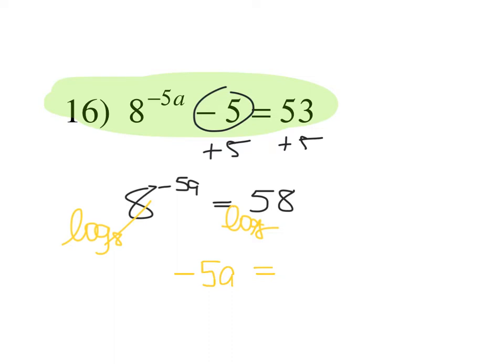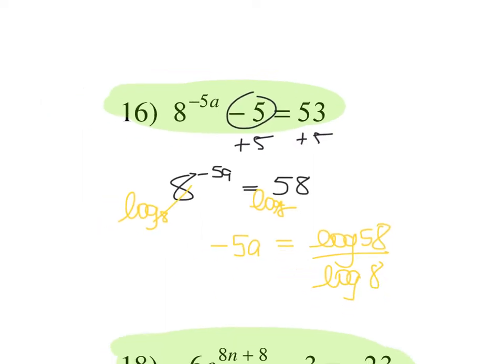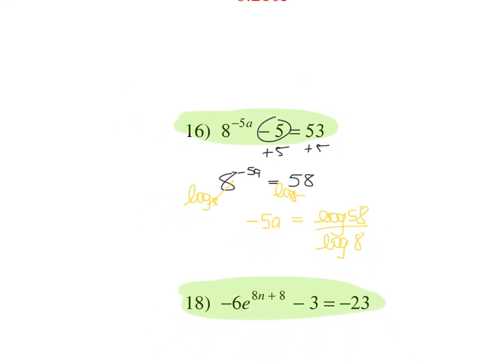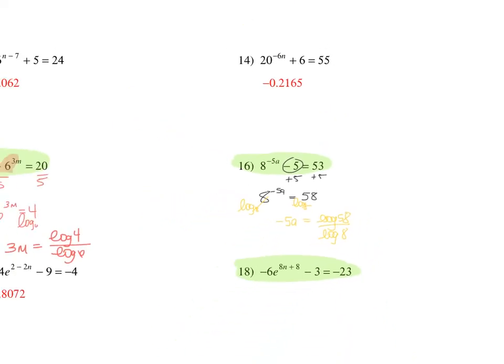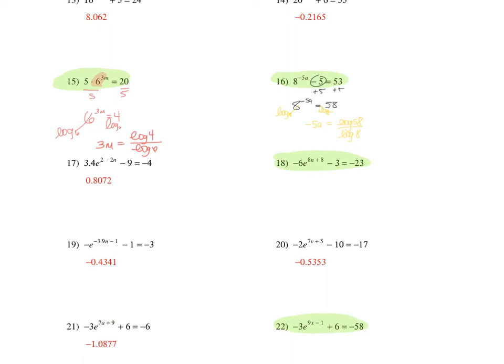How do I do this? Log 58 divided by log 8. Get that decimal, and what would happen? Divide by negative 5. Okay, good. We'll do a couple more of these, then it just becomes redundant.